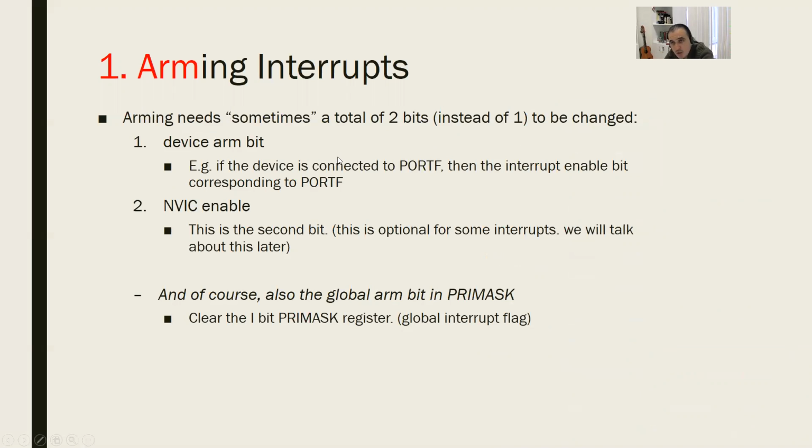And also, we have to set the ARM bits for the interrupt source individually. Arming needs, as I told you, sometimes a total of 2 bits, 2 steps instead of 1 bit. The device ARM bit, which is true for everyone, and the NVIC enable bit, the second control register for some of the devices. And always remember, this should also be enabled. This guy should also be enabled. Okay? So enabling an interrupt is usually a single bit on the interrupt side, but sometimes 2 bits in 2 separate control registers, plus the global interrupt bit. Okay?